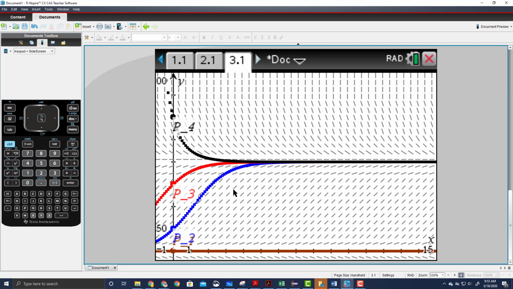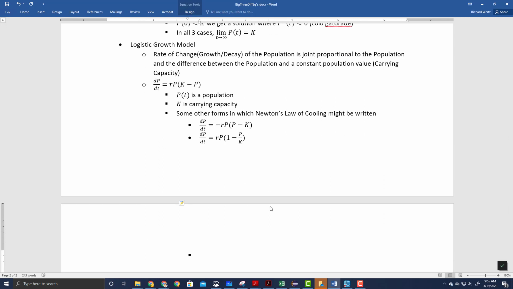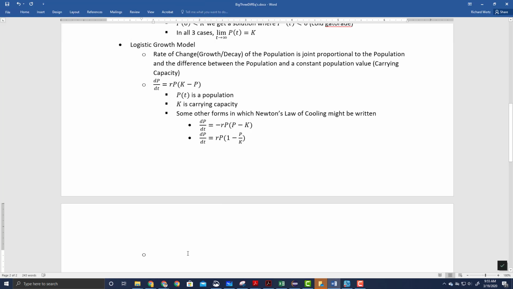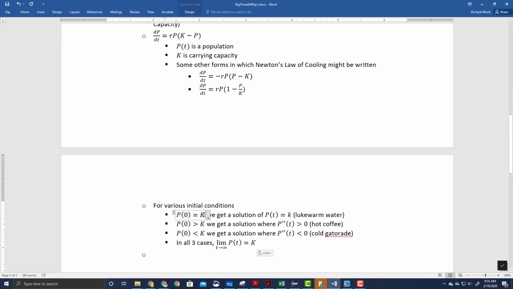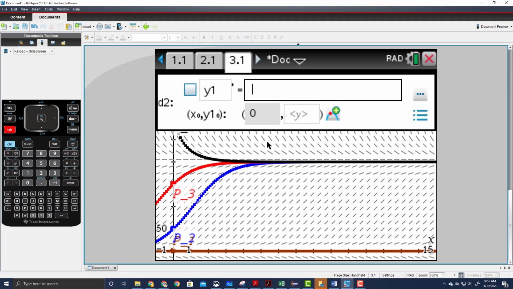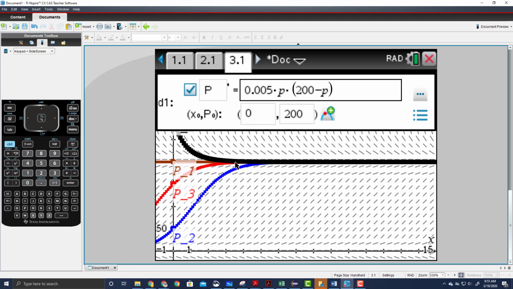So what we're going to do is we'll take some notes on this, and for various initial conditions, we're going to say, okay, let's actually go back to here, and we'll change this initial condition down here. Let's say we started with exactly 200 deer. And you can see now we get a straight line solution.